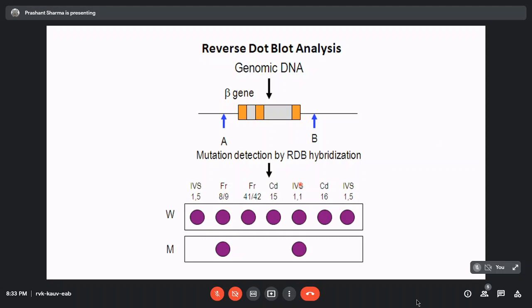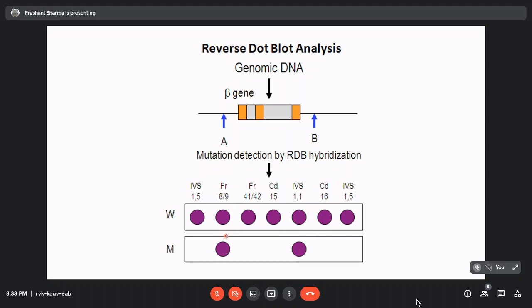Once we have the strip, we hybridize our patient's genomic DNA to this, then do a lot of washing and see whether the hybridization occurred or not. So in persons who don't have a particular mutation, you're going to get just the spot in the wild type region, and nothing in the mutant. But for the mutations which the patient is possessing, you'll get a spot in the mutant region as well.